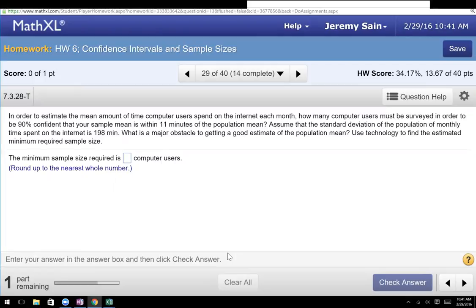So it says, in order to estimate the mean amount of time computers spend on the internet, how many computer users must be surveyed to be 90% confident your sample mean is within 11 minutes of the population mean? Assume the standard deviation of the population is 198 minutes. That's nice. What is a major obstacle to getting a good estimate for the population mean? Use technology. Find the minimum required sample size.